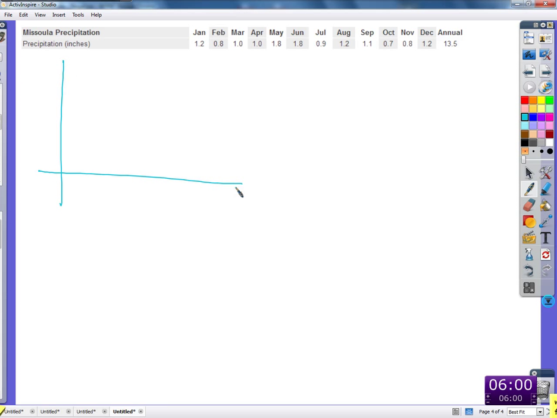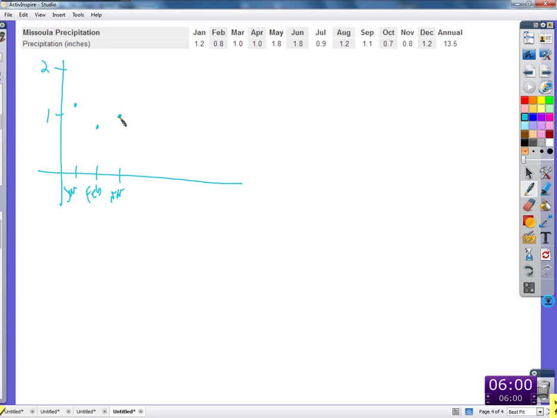So we could write 1, or we could write January. We don't have to write numbers, it doesn't always have to be numbers. We could write January, February, March, or we could do numbers. And we can see that the range, the outputs, they're all between 0 and 2. So when we graph things, we take that into consideration. January 1.2, February 0.8, April right at 1. We could go all the way down with all 12 months and graph those inputs and outputs as points on a graph.